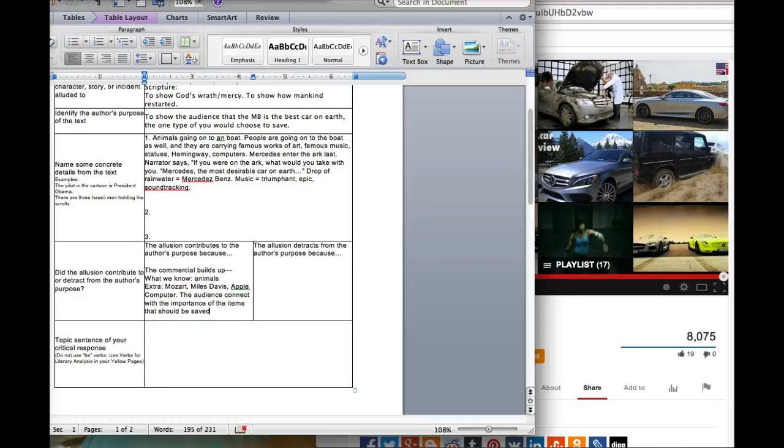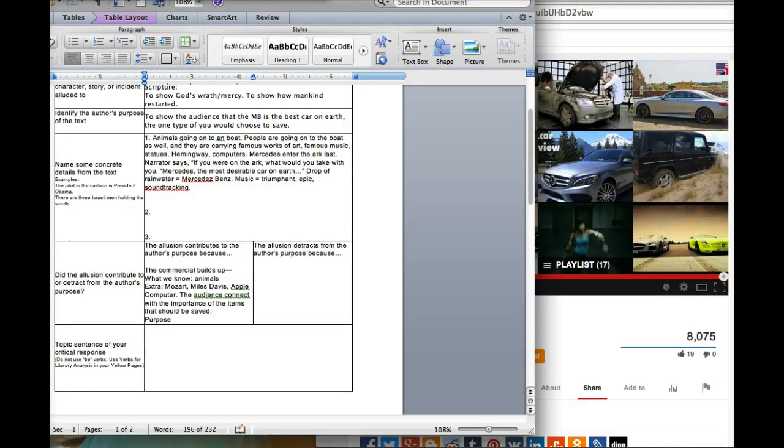This is the commercial building that ethos with the audience. We all kind of agree that these are really important things that have contributed to our society. And if we're going to flood the world and have to start over, these are the things that we're going to want to start our world with. These are the historical parts of our society. And then the whole purpose at the end, the Mercedes-Benz, is the finale of what went onto the Ark. Okay? And then that's how you can connect back to what was actually said, these concrete details. So I think it contributes to the purpose.